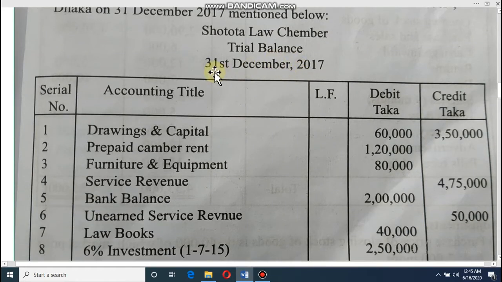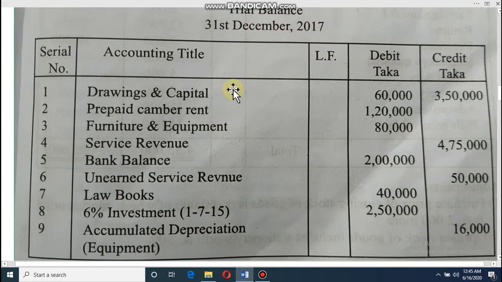Trial balance as at 31st December 2017. That means this trial balance is given for 2017, at the end of the year, 31st December 2017. Keep it in your mind, at the time of doing the math it will be required for calculating interest and other items. So we are doing the math as at 31st December 2017. This is the trial balance sum.